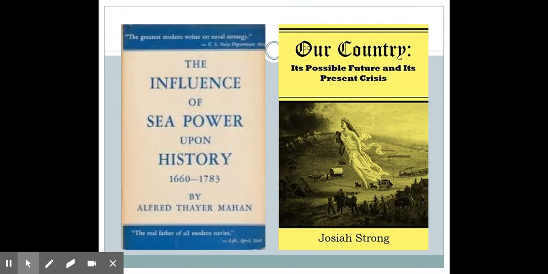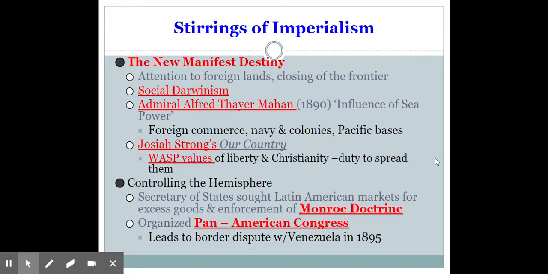Our second book is by a man named Josiah Strong, who was a Protestant minister who was looking in his text, Our Country, for some ways in which Americans could begin to take these WASP values, white Anglo Saxon values, that people held dear and saw as intrinsic to the success of the United States and its people. But now, perhaps things like liberty, certainly Christianity, might be exported abroad. And these two in tandem are going to be used to justify imperialist interests for the United States in the next part of our course.